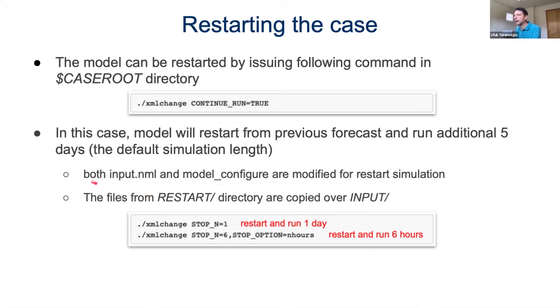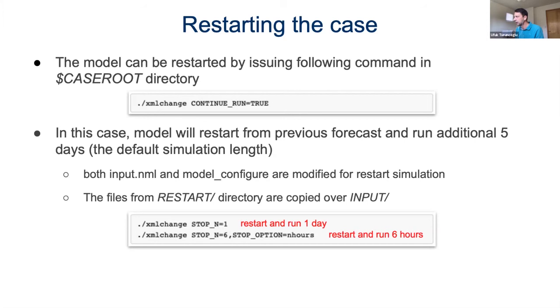So in this case, if you want to restart the forecast manually, you have to edit input NML and model configure, and you have to stage the data to a certain place. For example, in the run directory, there is a restart directory. You have to place all those files from the restart directory into the input directory to restart the model. So manually restarting the model requires a little bit of experience with the model.